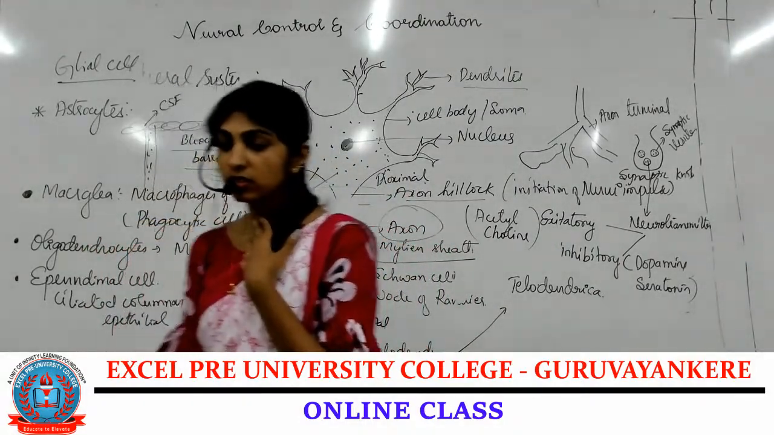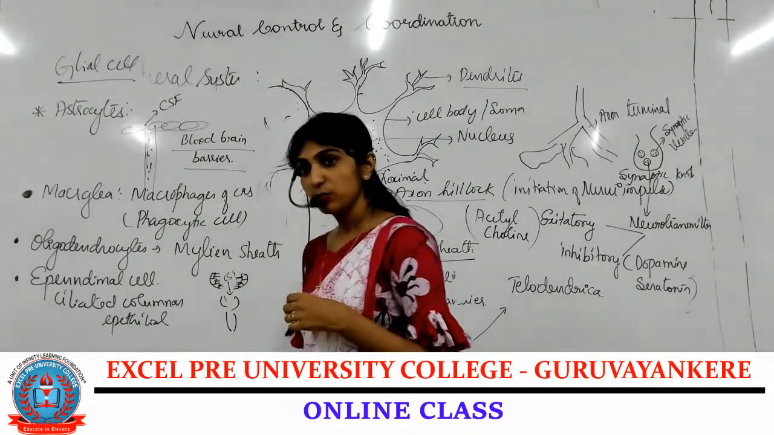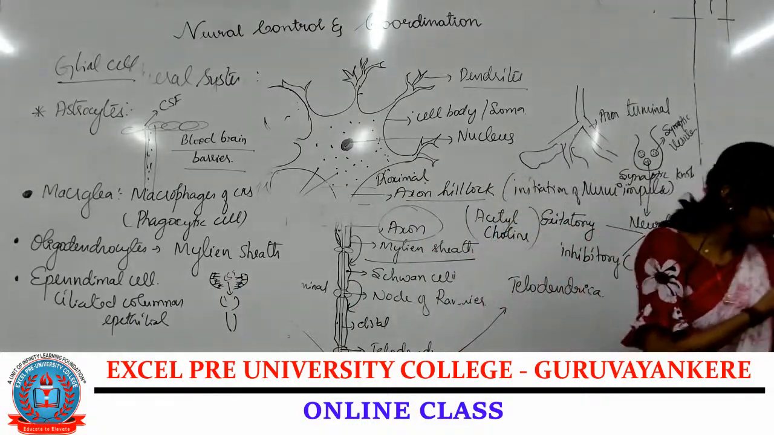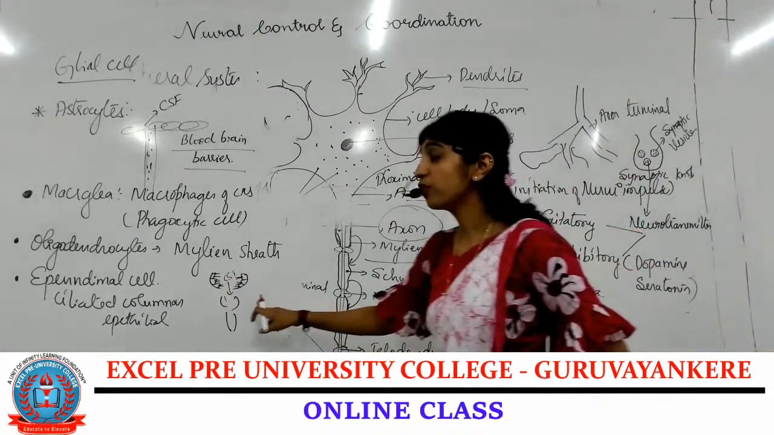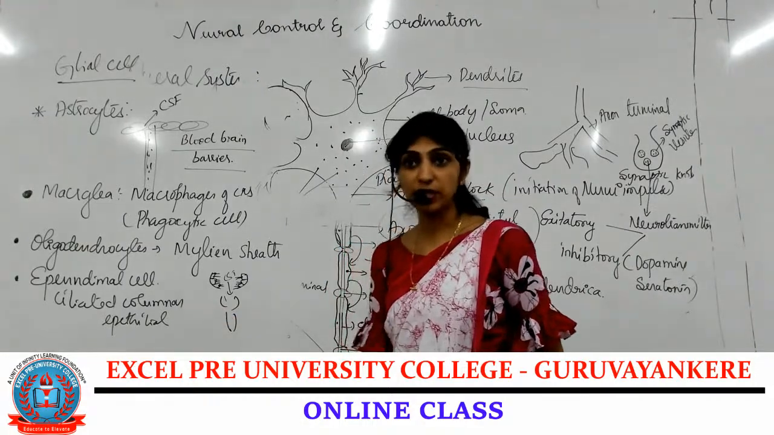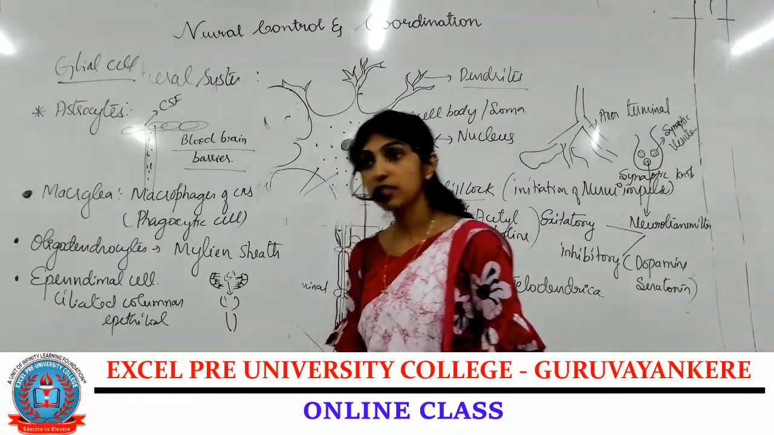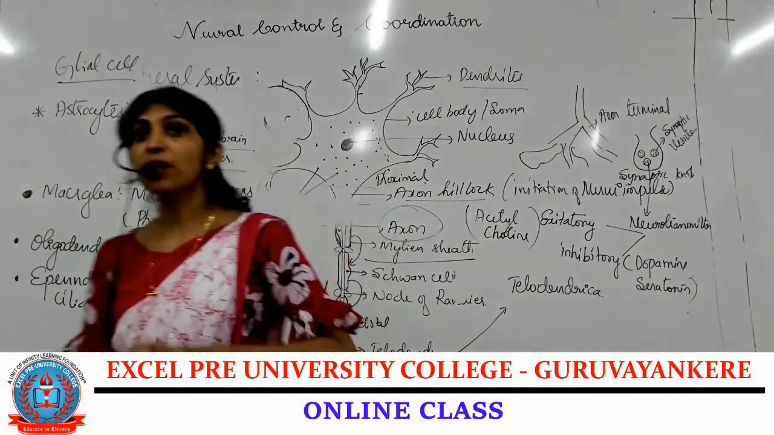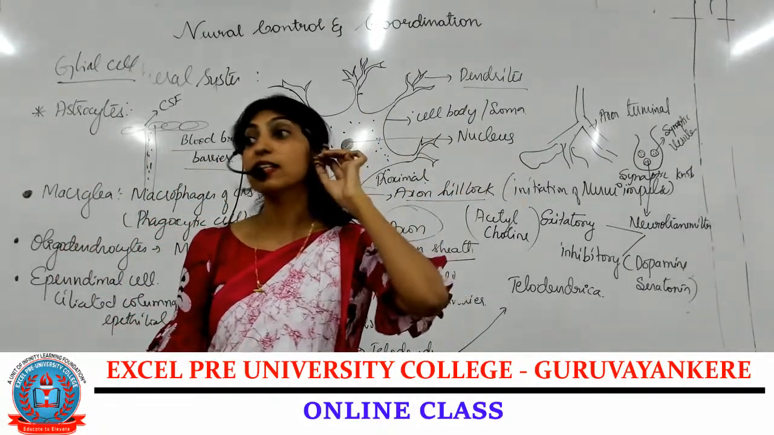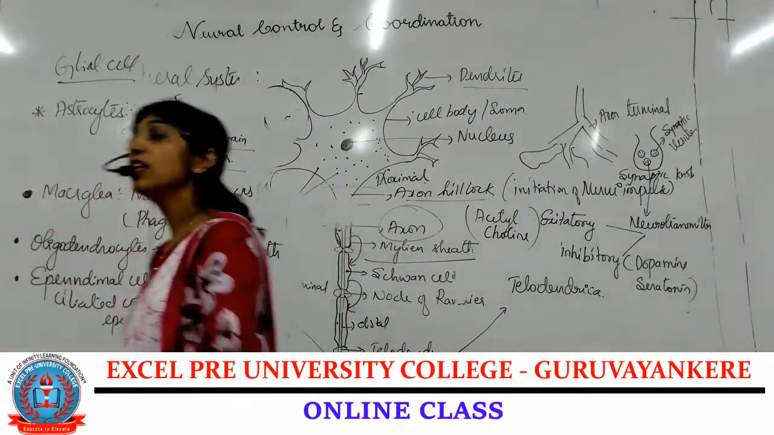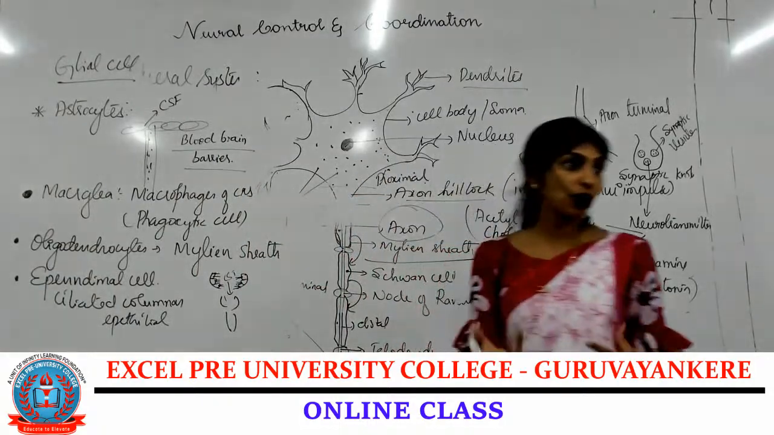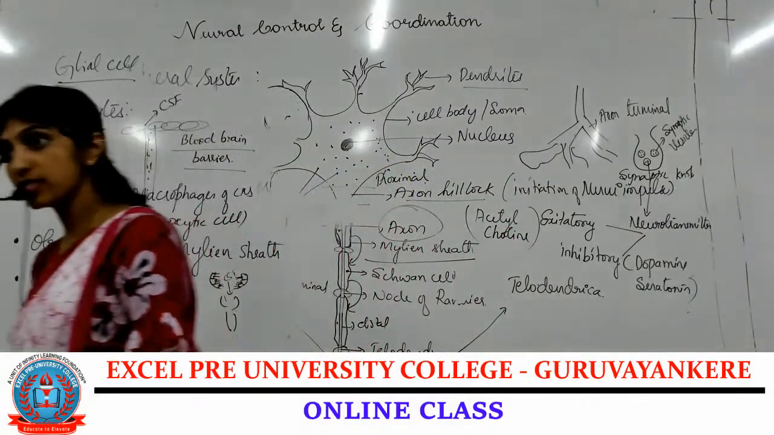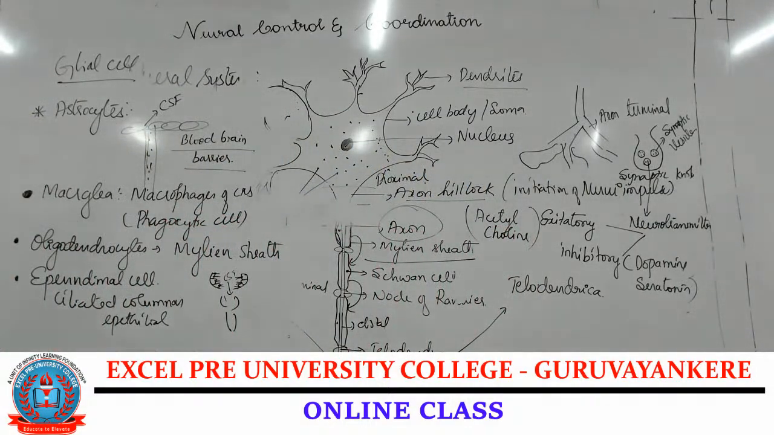Clear? They help in the movement of cerebrospinal fluid. Clear? These are the supporting cells present in the central nervous system. Now coming to the glial cells present in the peripheral nervous system. There is only one, that is the Schwann cell, that helps in the formation of the myelin sheath. Okay, in the peripheral nervous system, there is only one, the Schwann cell. They help in the formation of the myelin sheath.